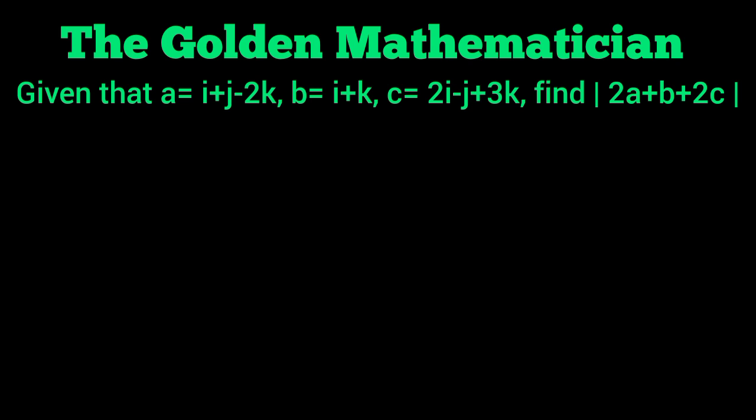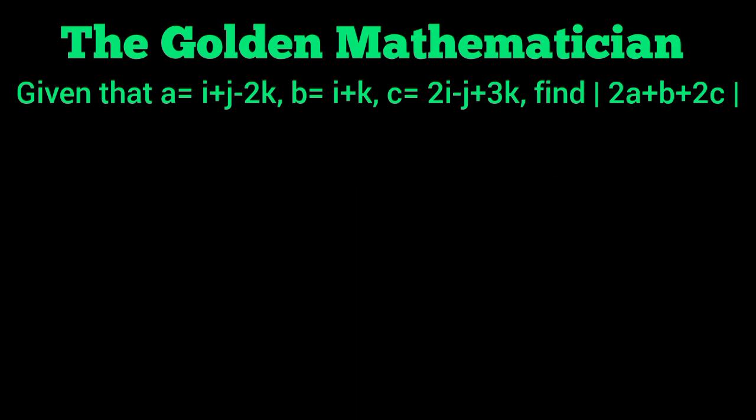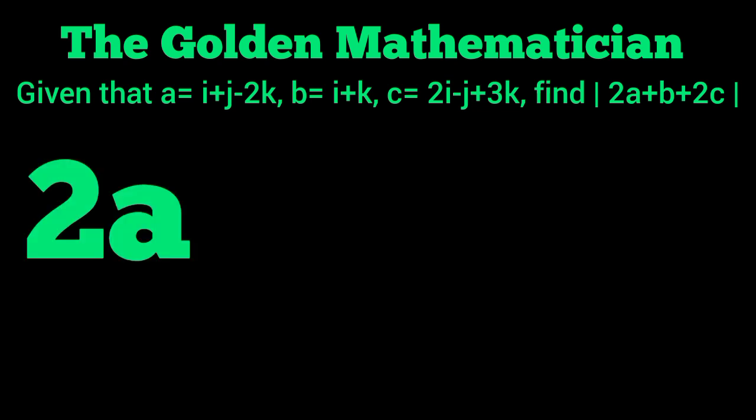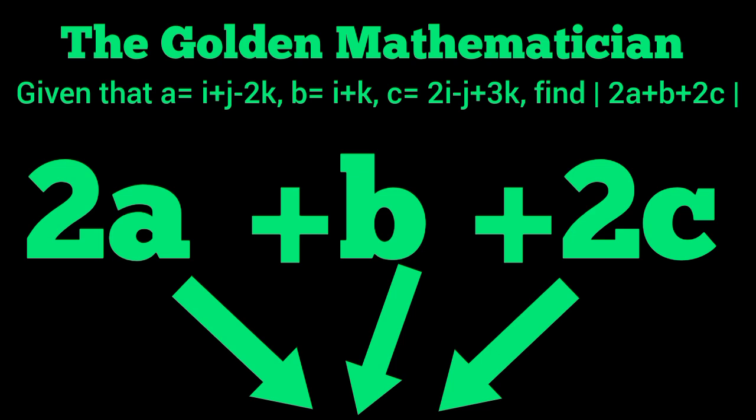Back to our question, we have three vectors A, B, and C, where A is a three-dimensional vector, B is a two-dimensional vector, and C is a three-dimensional vector. Also, we have to find the modulus of the vector 2A plus B plus 2C. 2A plus B plus 2C is a vector we don't know. So to find it out, we are going to first of all find the vector 2A, the vector B, and the vector 2C. And then we add the three vectors together to get a single vector.